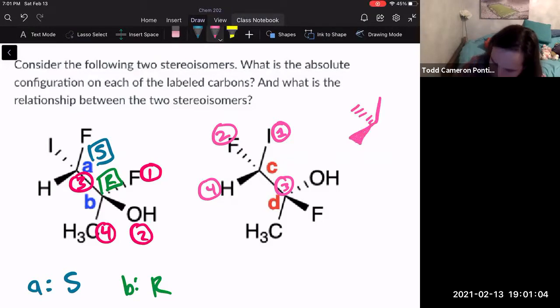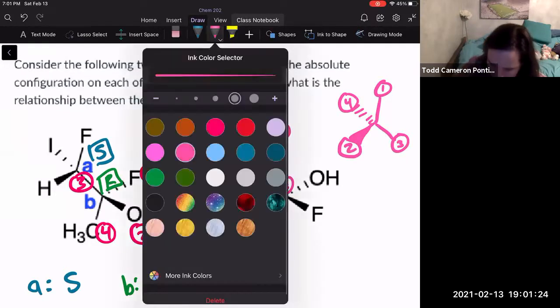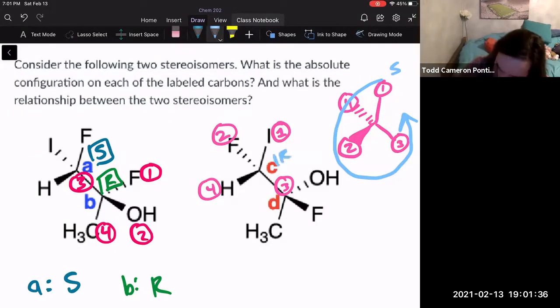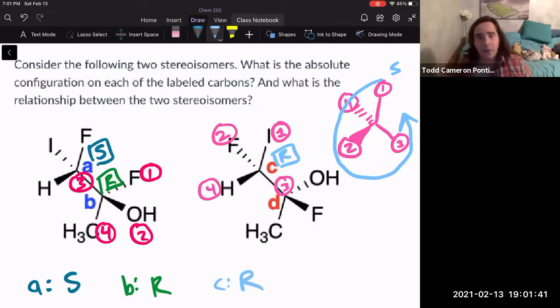I'm going to keep everything other than the swoop and the swap. So one is still going to be up here. Three is going to be here. And we're going to swoop and swap two and four. We always want to get four going backwards. Okay, and we moved two over here. So if we look at this then, it goes one, two, and three. So this is in the S configuration, which means that this stereo center is going to be R. So C is R.